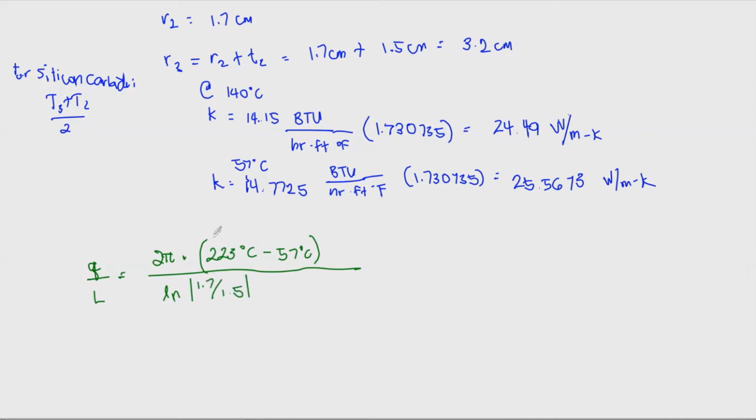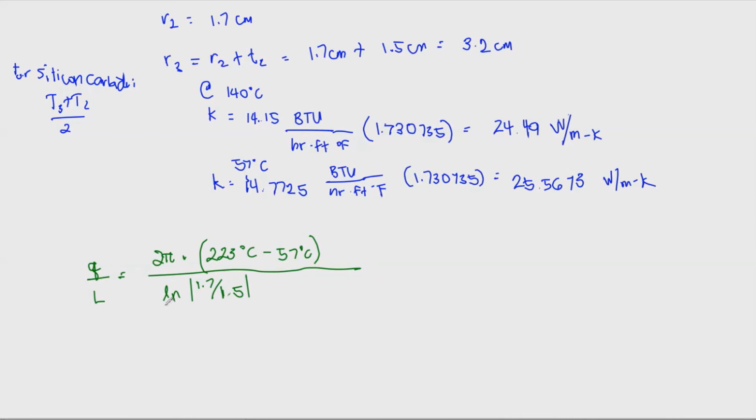So remember, we don't have to convert this 1.7 and 1.5 into meters, simply because they're in ratio, and we are taking the logarithmic value of this ratio. Even though you've converted these values into meters, you will still get the same answer. So just for the sake of faster calculation, you don't have to convert it anymore.